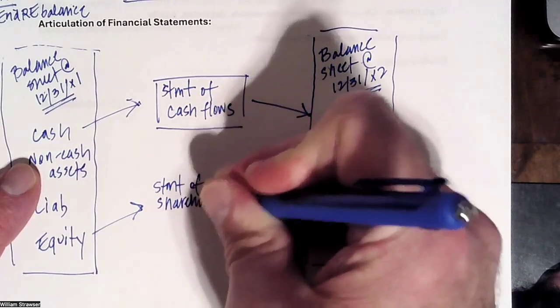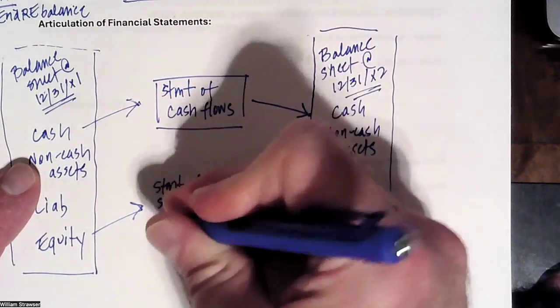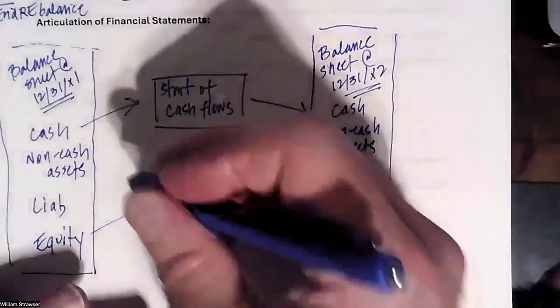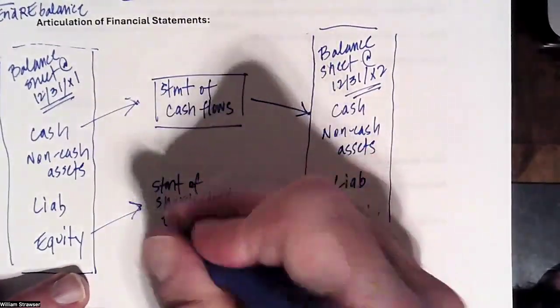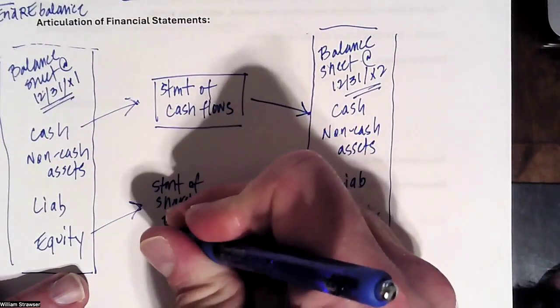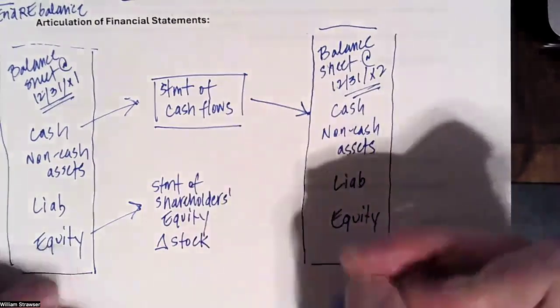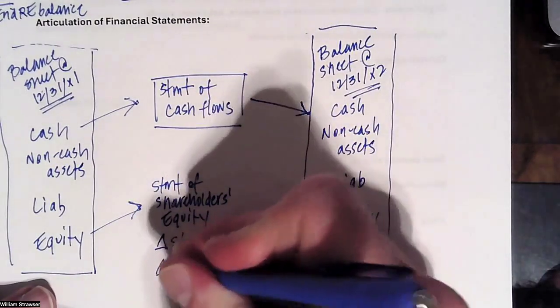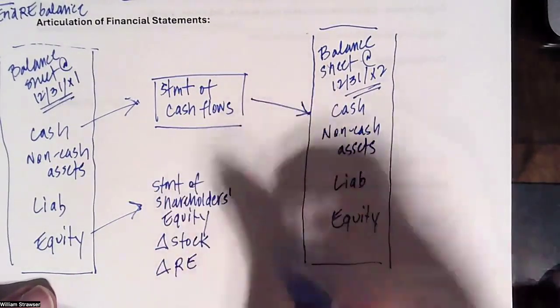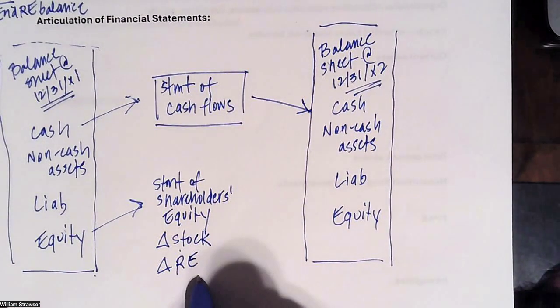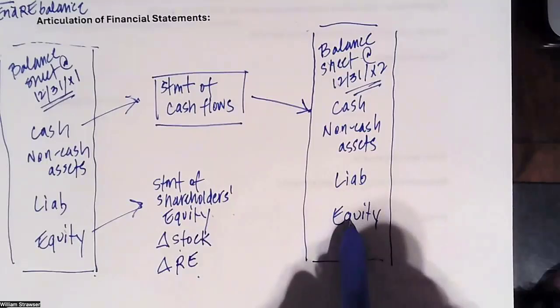of what happened during the year to all of my equity accounts. Remember, this would include both my changes in stock accounts and my change in retained earnings, right? Where the stock accounts began, all of the things that happened to them, and then where they end up.